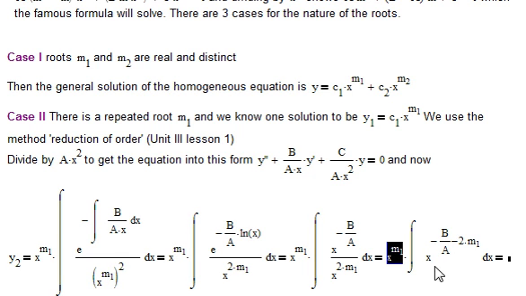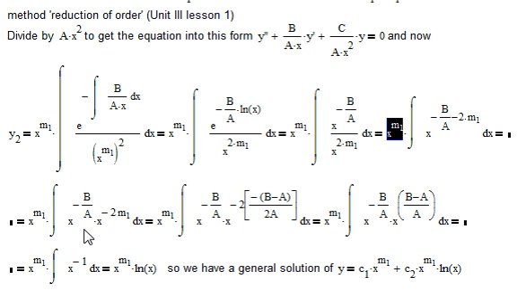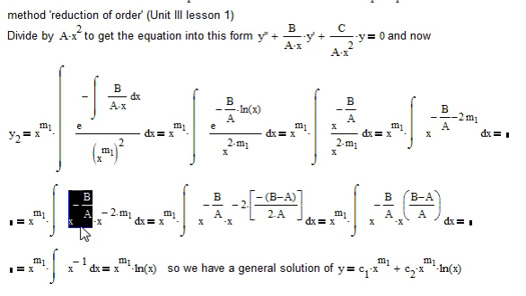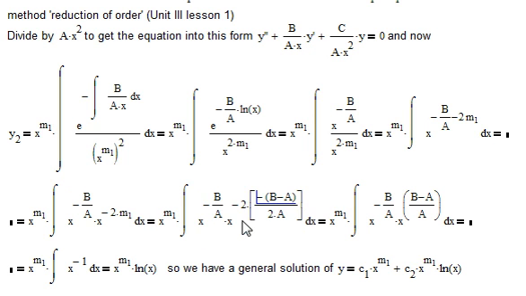x to the m times x to the negative b over a minus 2m, and what is that equal to? Well, that is equal to x to the m1 times x to the negative b over a times x to the negative 2m1 dx, which is, it's complicated. x to the m1 times x to the negative b over 2a minus 2 times negative b minus a over 2a dx. And you're wondering, well, where did that come from?